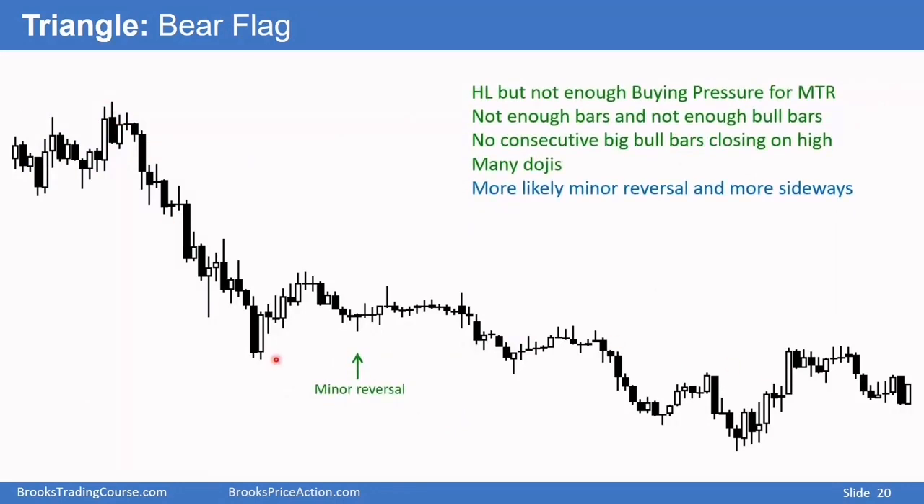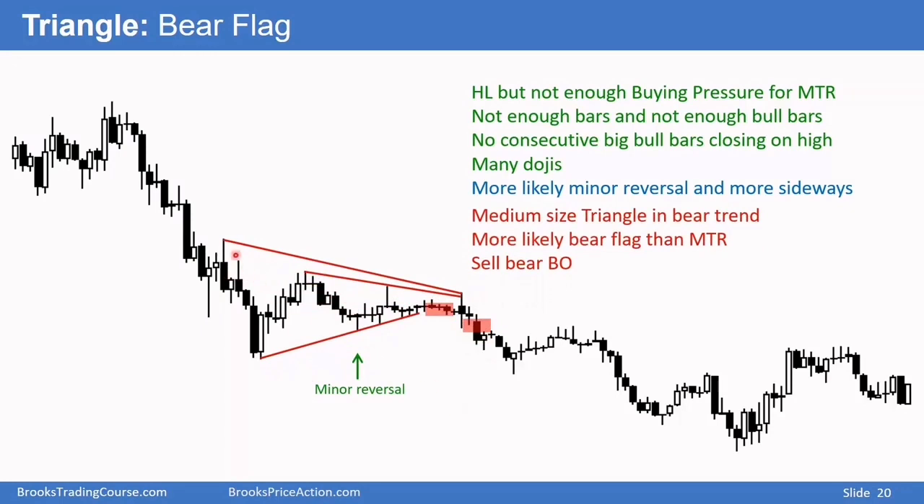Bear trend, bull breakout, probably not enough bars for a major reversal, and therefore it's probably a minor reversal, which usually means more sideways. Where are the consecutive big bull trend bars? We have bull bars, but bad follow through. Not enough buying pressure. Lots of dojis. It looks more neutral than bullish. And here, higher low, but 5 or 6 bars down, and the rally itself is not all that strong. This looks like a minor reversal, and chances are we'll go sideways.